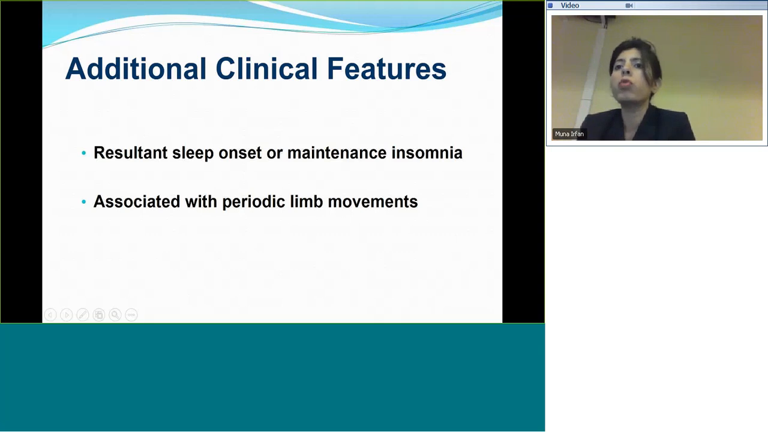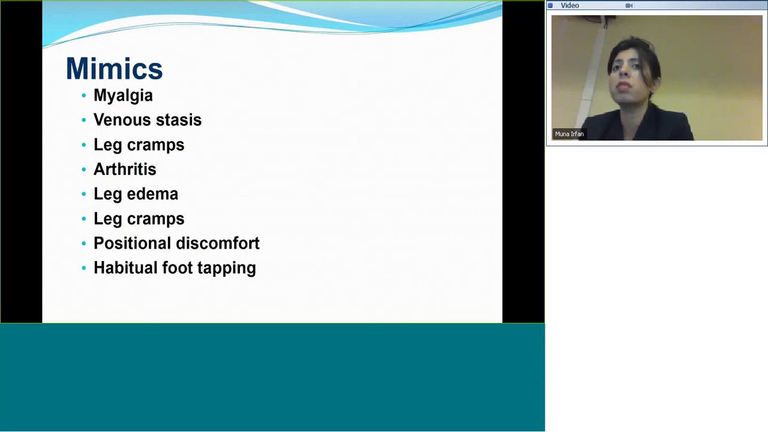And the other thing is they are frequently associated with periodic limb movements. But please remember that the presence of periodic limb movements does not need treatment by itself. Only if they have distress in terms of sleep onset or maintenance, then it needs treatment.